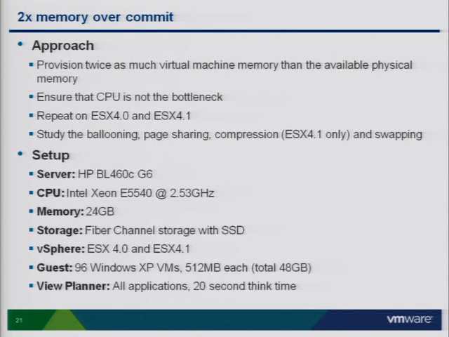The setup that we have is the same machine, the HP Blade, the Intel Nehalem processor. We booted ESX with only 24 GB of memory. As far as the VMs go, we booted 96 Windows XP VMs, each with 512 megabytes of memory. So the total was 48 gigabytes of memory, provisioned over 24 gigabytes of physical memory. That gives you a 2 times memory overcommit. In ViewPlanner, we ran all applications with a 20-second think time. Okay, so now I know you're waiting to see the result.